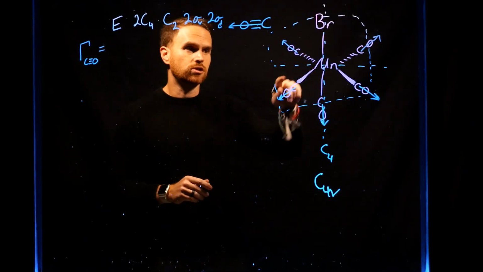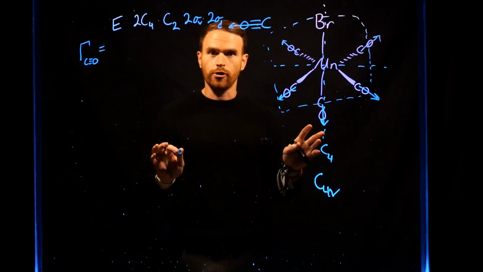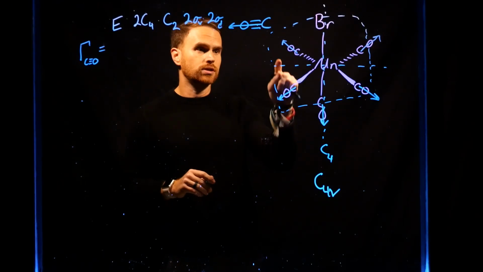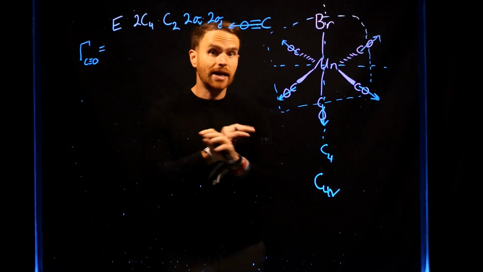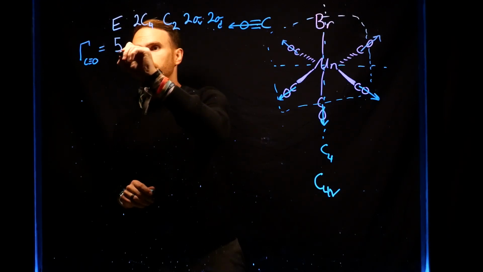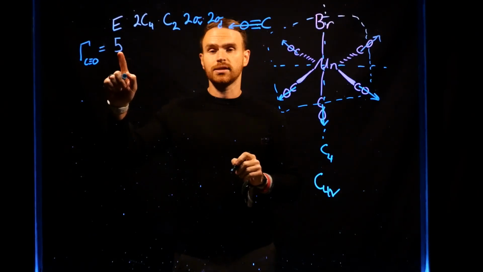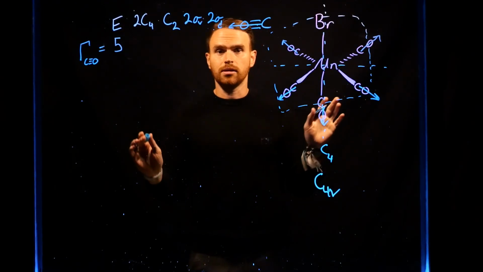So, if I were to do identity, that obviously means that everything just stays exactly where it is. Therefore, I would notice that there are 1, 2, 3, 4, 5 of these vectors that do not move whatsoever. Because none of those 5 vectors move, I'm going to place a 5. So a 1 for every instance that the CO doesn't move.